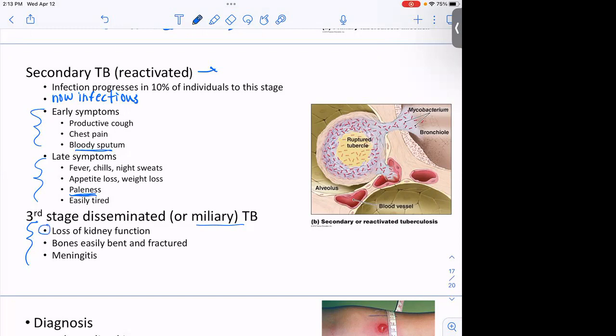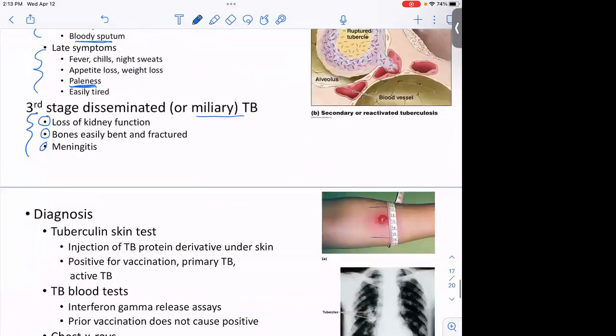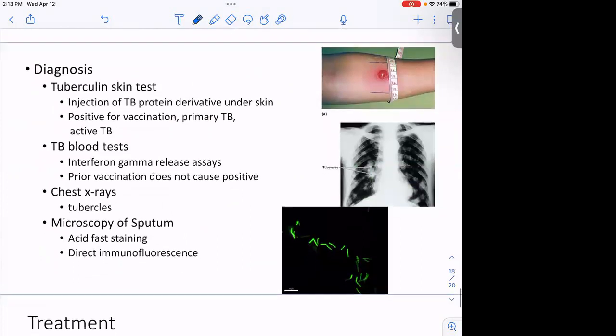We can have loss of kidney function. It can infect the bones. It can infect the meninges, the covering of the spinal cord and the brain. So at this point, it's going to be 100% fatal without treatment, and even with treatment, a high degree of fatality. Okay, so patients can go into a coma, all kinds of problems. All right, so it's kind of a complicated disease. It's very complicated to diagnose it and treat it as well.